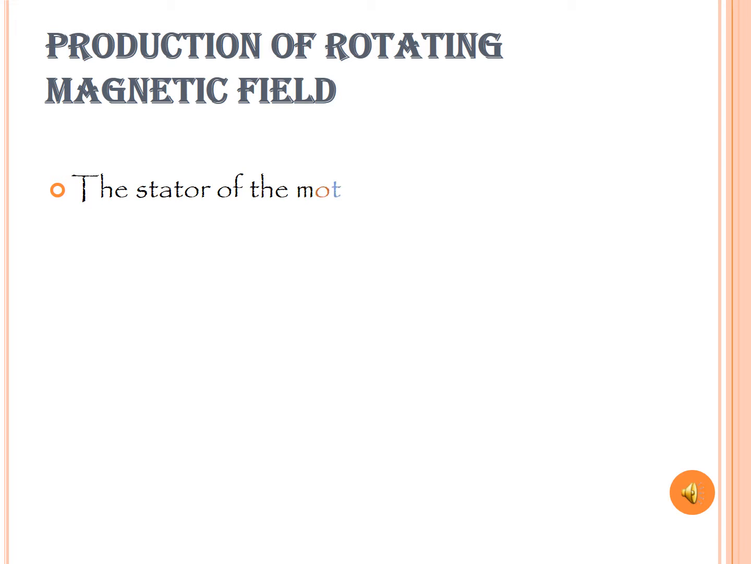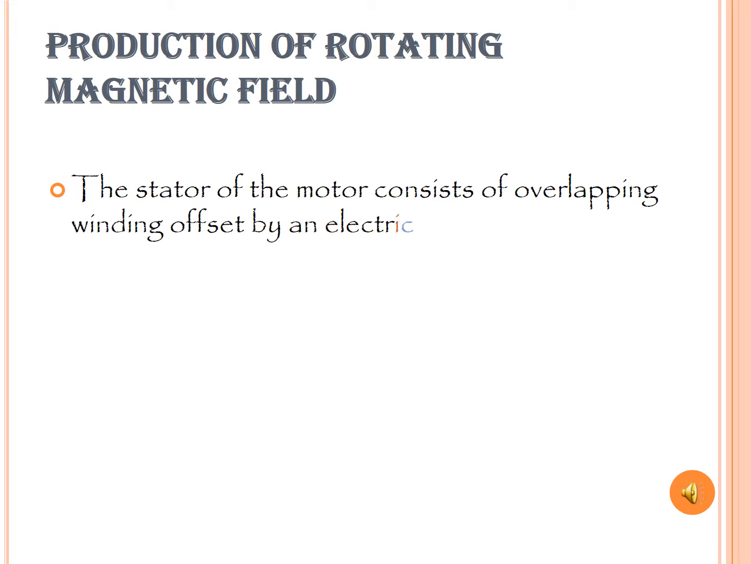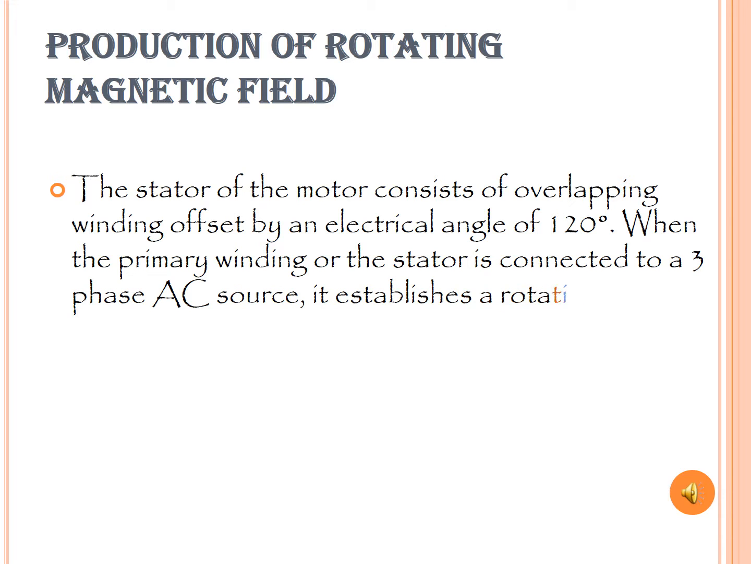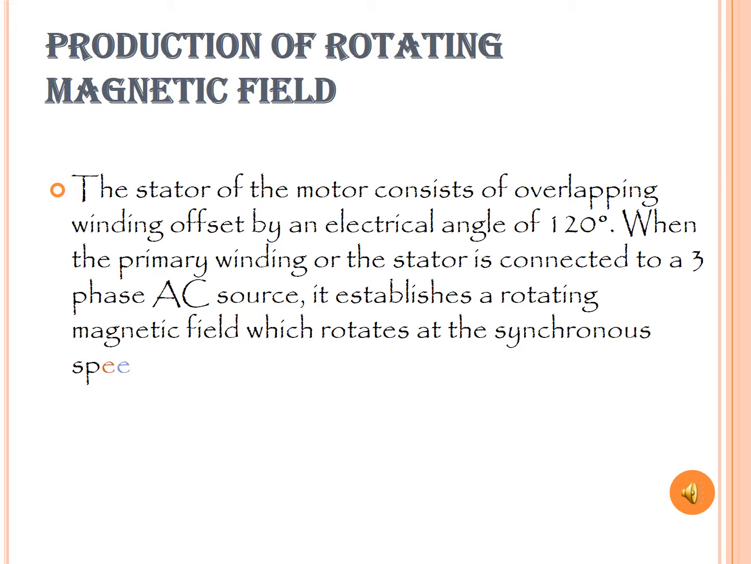The stator of the motor consists of overlapping windings offset by an electrical angle of 120 degrees. When the primary winding of the stator is connected to a three-phase AC source, it establishes a rotating magnetic field which rotates at the synchronous speed.